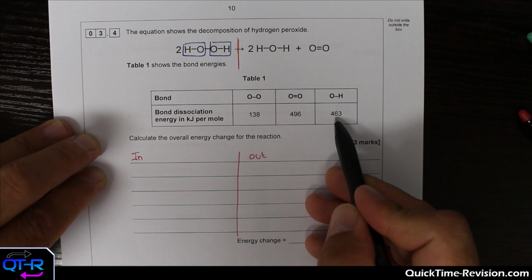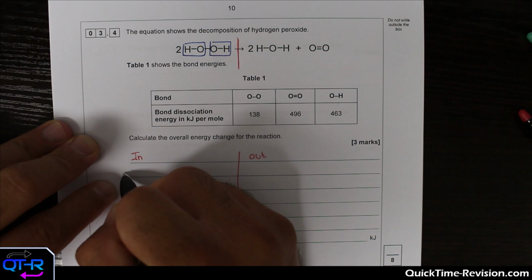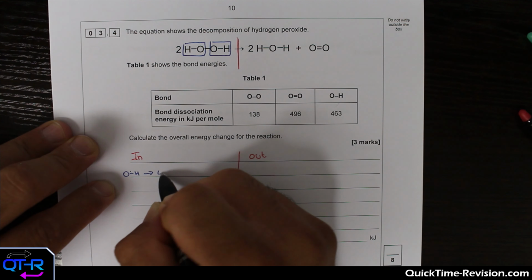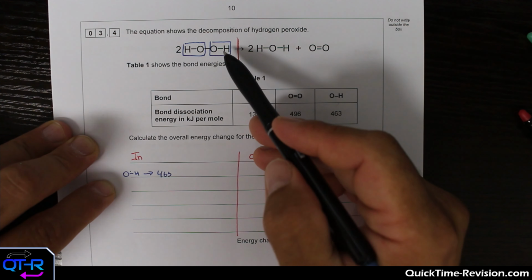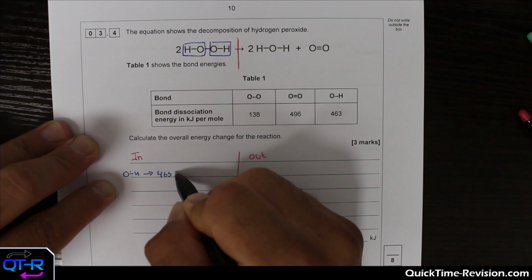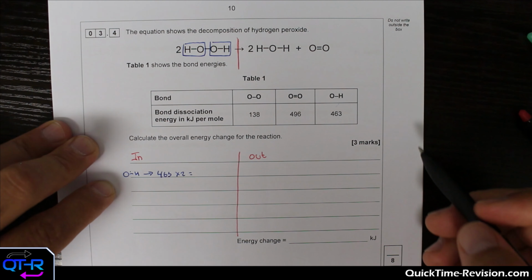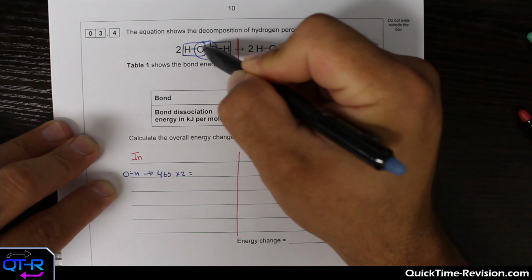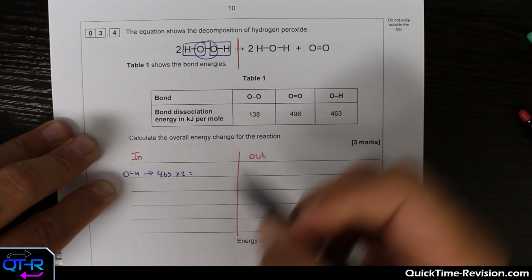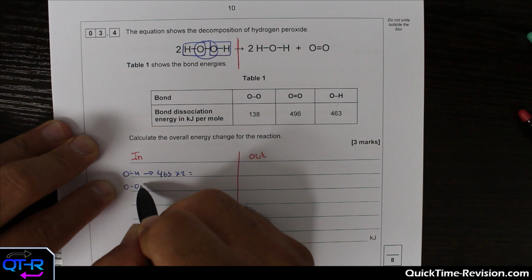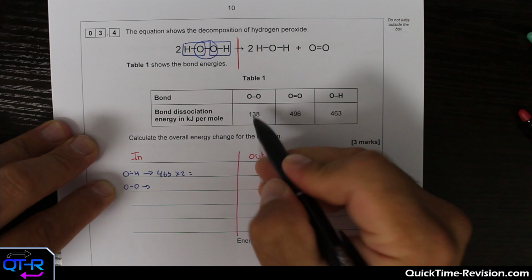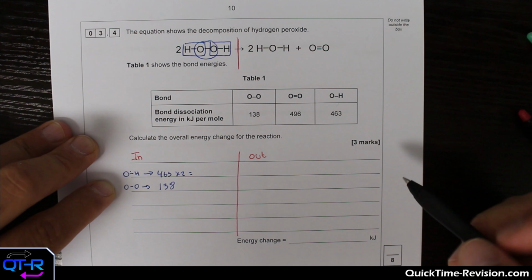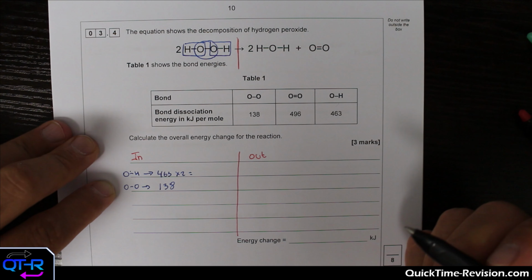So the O-H bond is 463. When we look at O-H, we're looking at 463, and that is two of them, so we're going to do times 2. Then we also have an O single bond O, and that has a value of 138. There is only one of them there so far, so we don't have to multiply by anything.